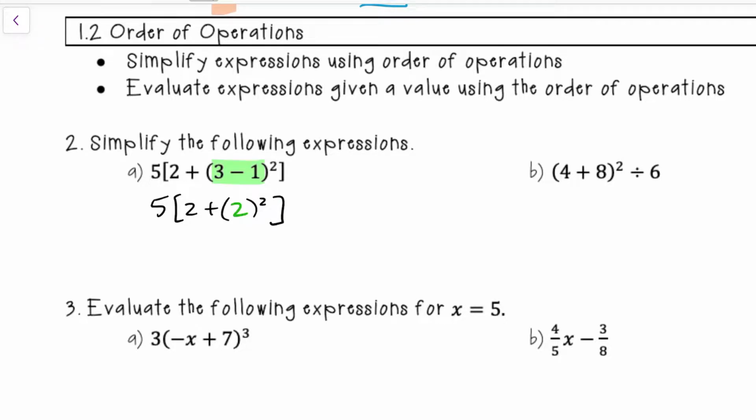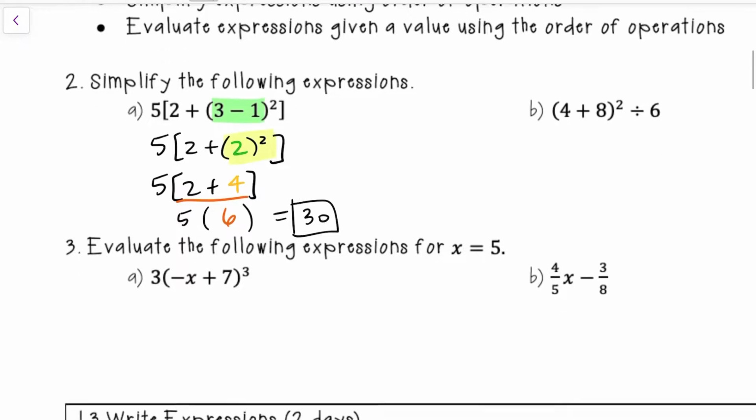And then you have to do those exponents next. So 2 squared, we get 4. And then we've got 5 times 2 plus 4. Inside parentheses next, 2 plus 4, we get 6. So we're just taking 5 times 6 in order to get 30. Final answer. You'll do number 2B for homework.